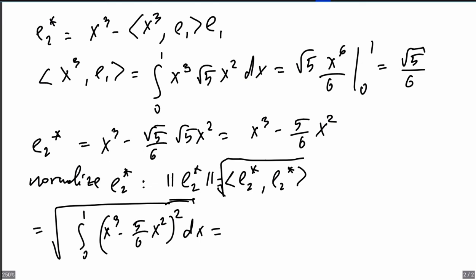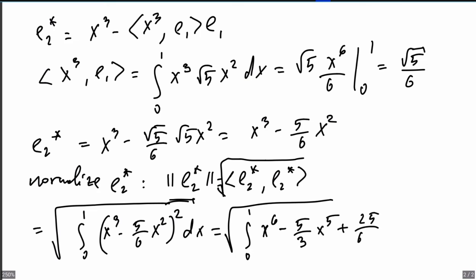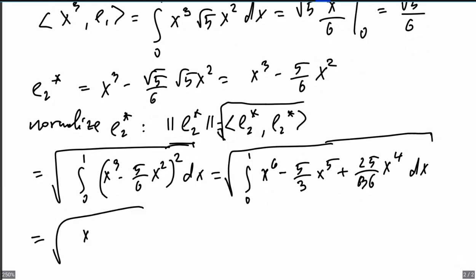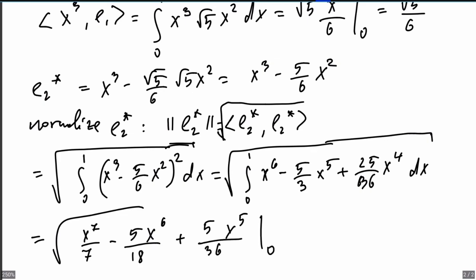Note that the only way to integrate this is if we expand the square. So we get x to the 6 minus 5 over 3 x to the 5 plus 25 over 36 x to the 4. This is just squaring out, expanding the square. And then we integrate. We get x to the 7 over 7 minus 5x to the 6 over 6, so that's 18, plus x to the 5 over 5, so that simplifies to 25 over 36. And from 0 to 1, at 0 everything cancels out.